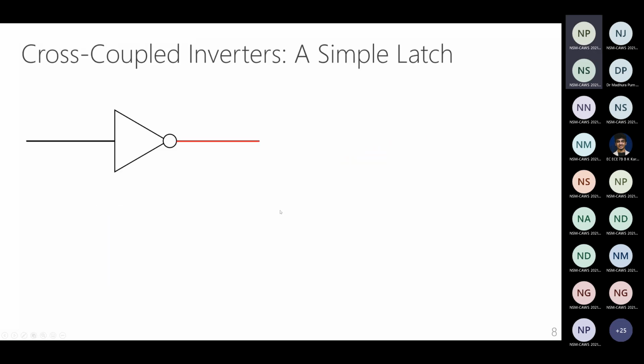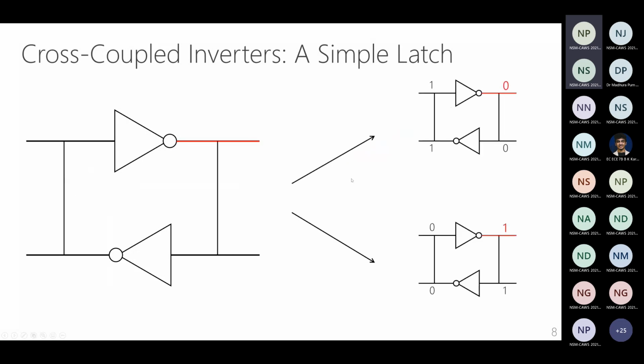And there are many different memory cell technologies out there. For example, we can have a cross-coupled inverter, where I have, let's say, 2 inverters, and I just connect the output of one inverter to the input of the other inverter. This is called a latch. And what happens in a latch? It can be in 2 stable states.